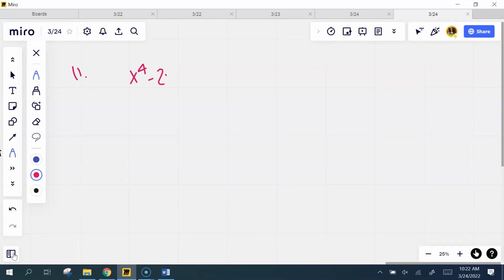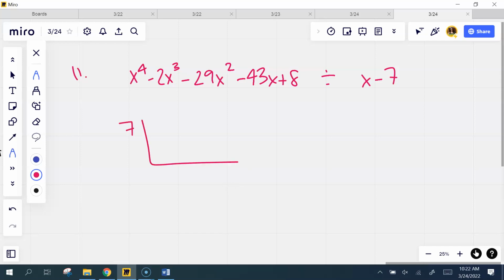X to the fourth minus 2x cubed minus 29x squared minus 43x plus 8 divided by x minus 7. Change the sign, so 7 on the outside. I've got 4, 3, 2, x, constant. I am good there. 1, negative 2, negative 29, negative 43, and 8. 1, 7, 5.